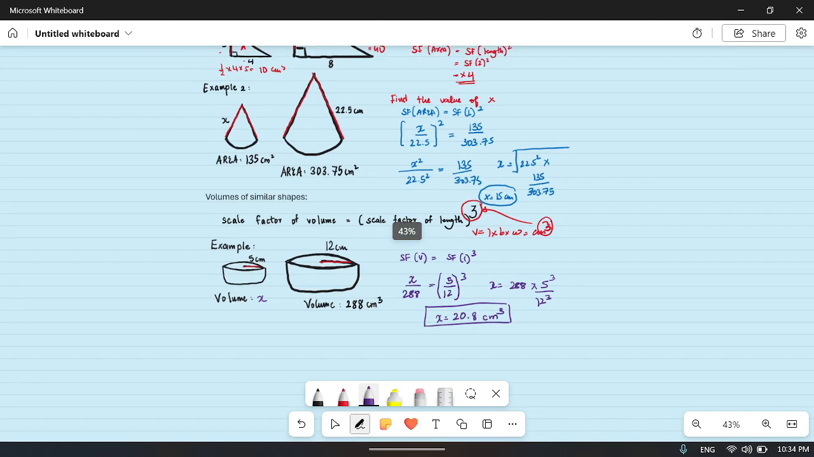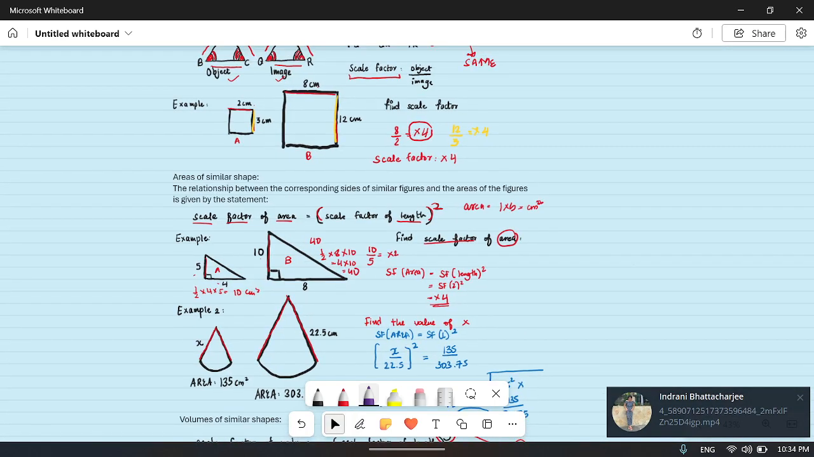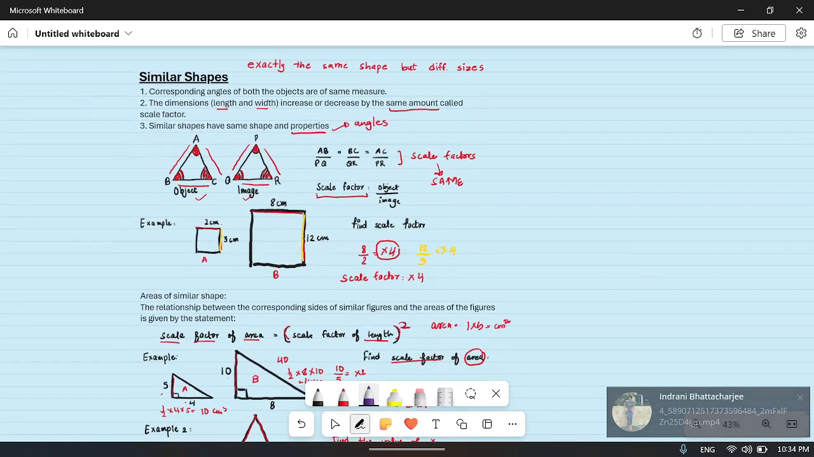And I think that should be all for the video. We looked at similar shapes, the areas and volumes and everything around it. I think that should be it.